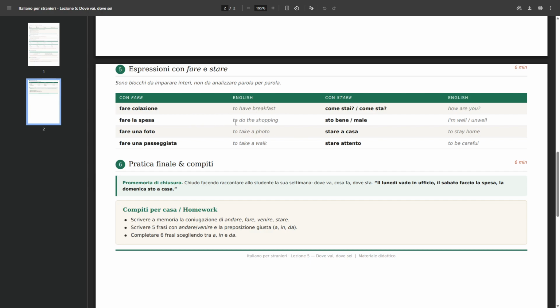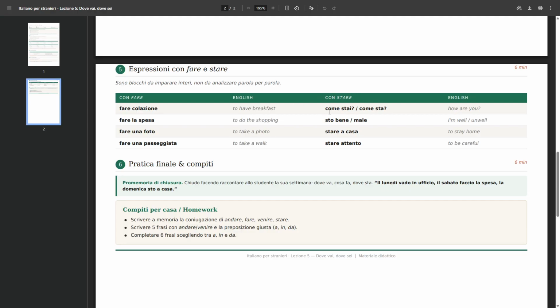Fare la spesa is to do the shopping. Better even to go grocery shopping. If you're talking about spesa, it's usually groceries. Then we have fare una foto, to take a photo. Fare una passeggiata, to take a walk or a stroll.